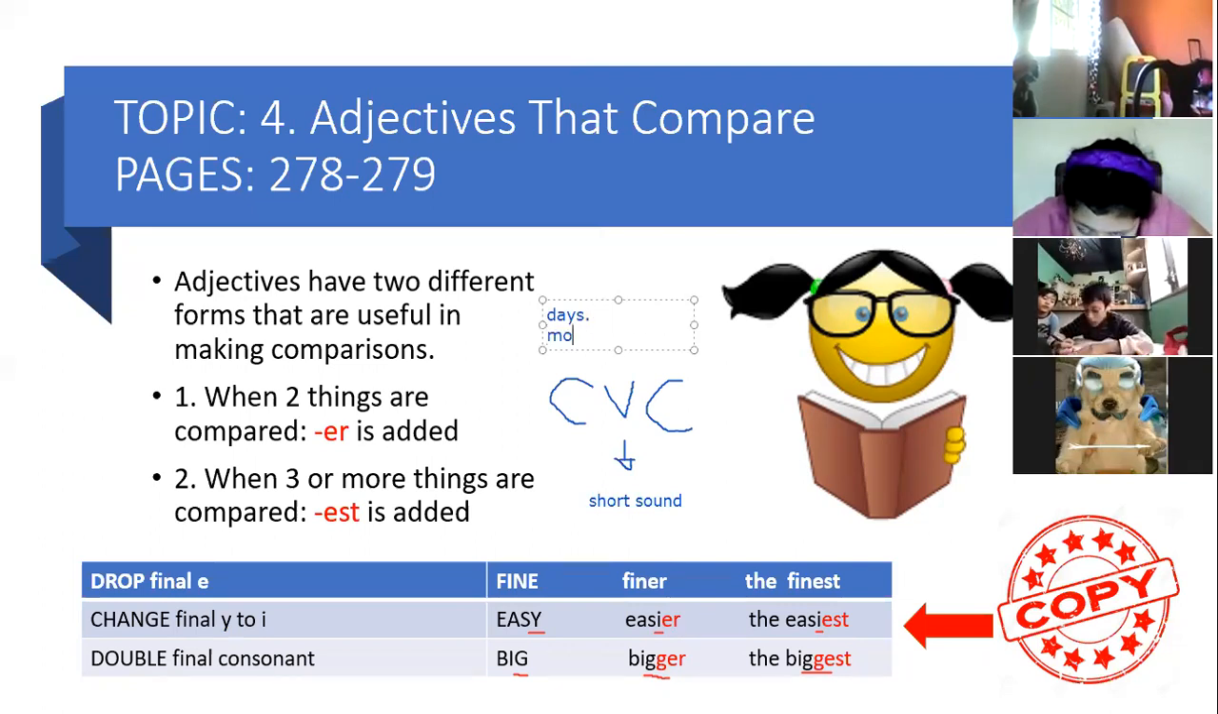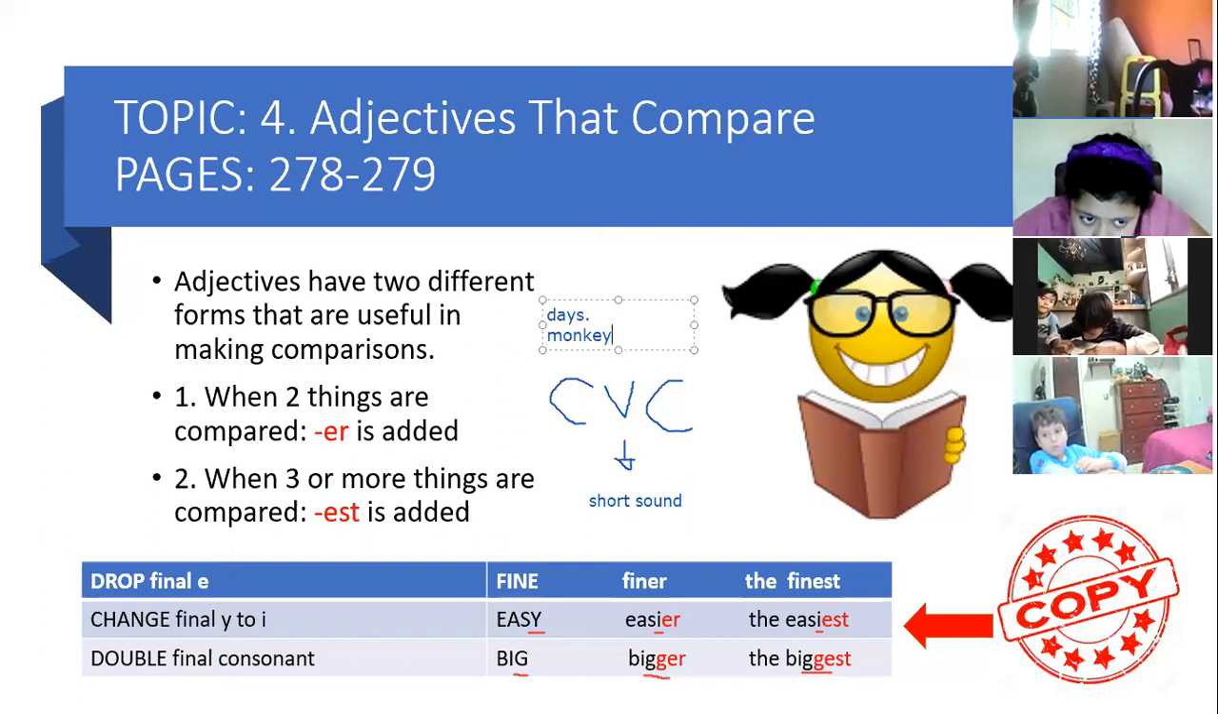Like monkey, for example, I cannot change the Y. I just need to add the suffix. So the same rule is applied to adjectives. The same rules apply to adjectives.